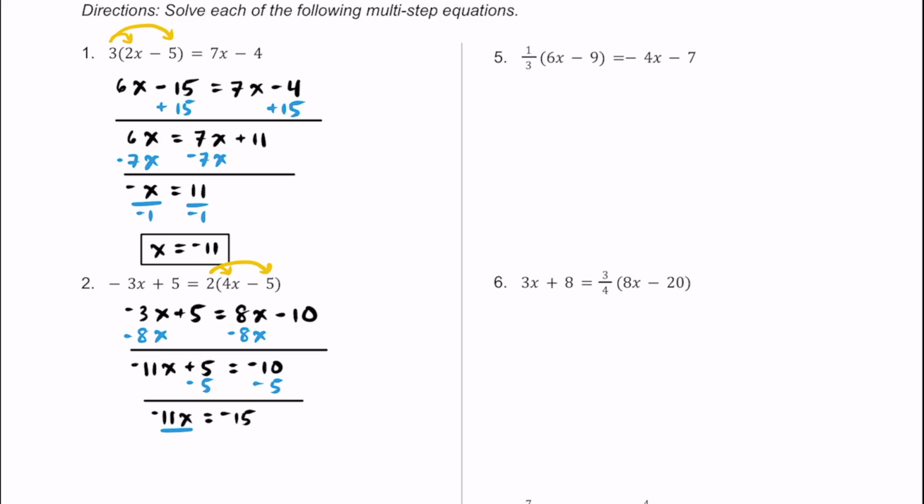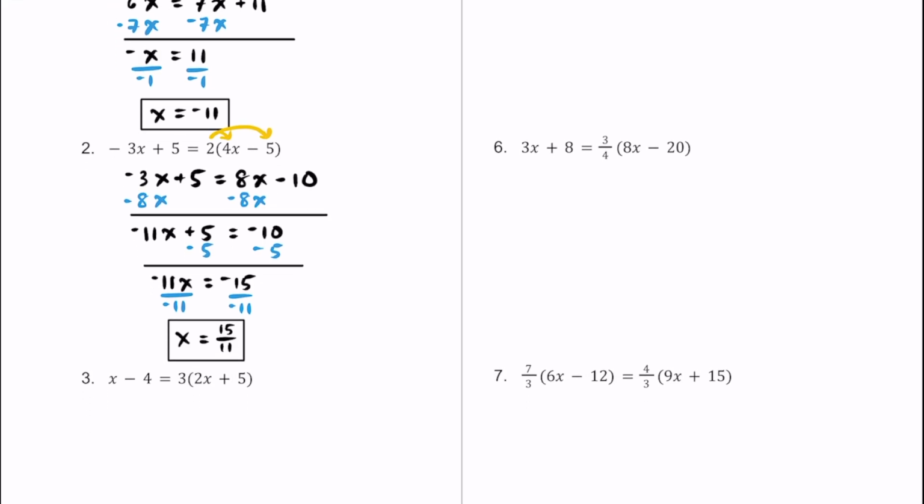Finally, using the division property of equality, let's go ahead and divide both sides by negative 11. So we're going to get 1x, or just x. And so x is going to equal, and then 15 divided by 11, negative divided by negative is a positive. So we're just going to write our solution as an improper fraction, but feel free to write a mixed number if you want. X equals 15/11 would be the solution to this equation. Let's check out number 3.